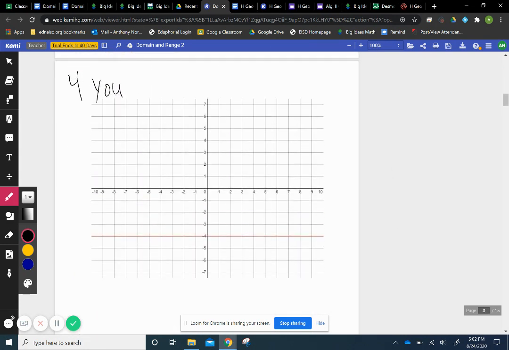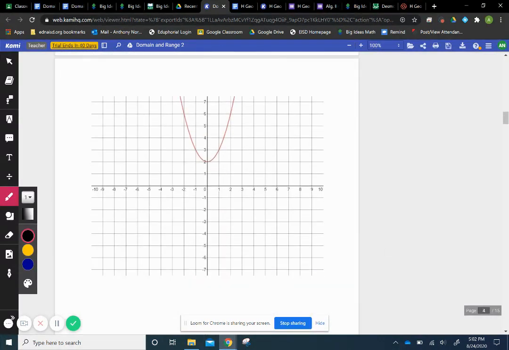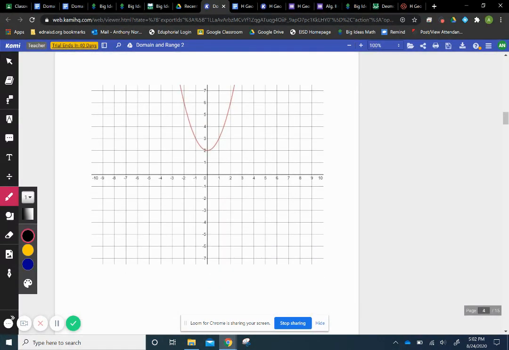I'll give you a hint. This is a function. So that should give you a hint about what the domain is. So when you have a function, when in doubt, your domain is all real numbers. Is this a function? Yes. So what's our domain going to be? Probably all real numbers.